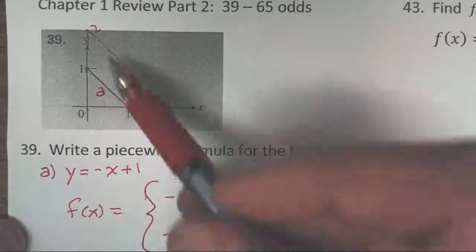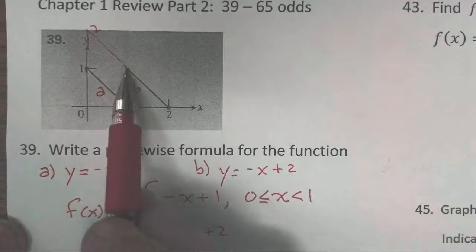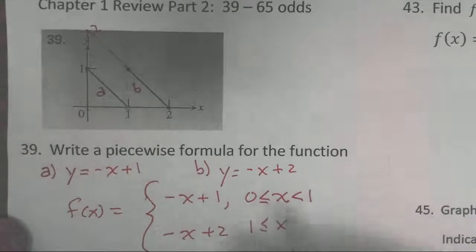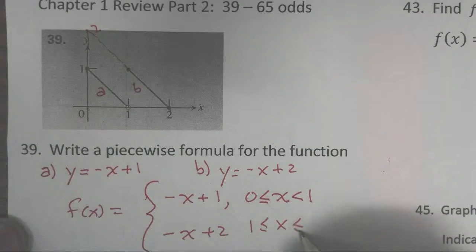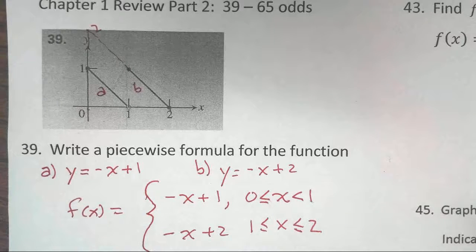And then the graph looks like -x plus 2, starting at 1, and that's a solid dot, and continuing until 2, and that's also a solid dot, and that's why it's less than or equal to. So a little bit different, not too bad.